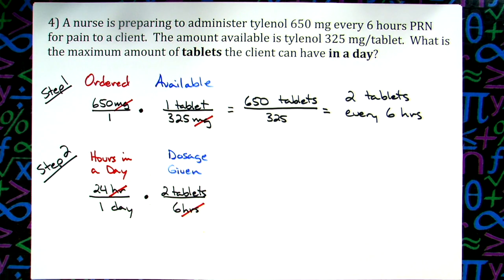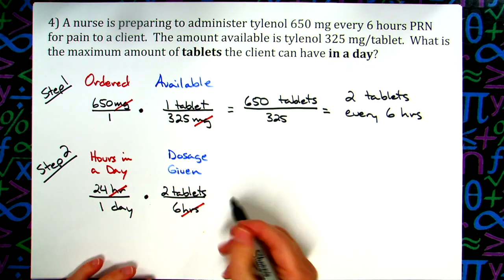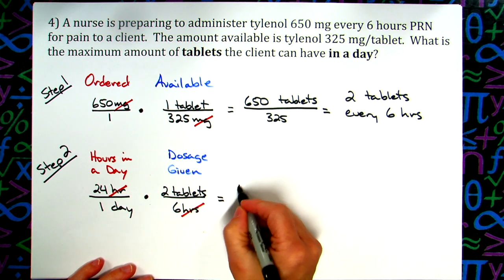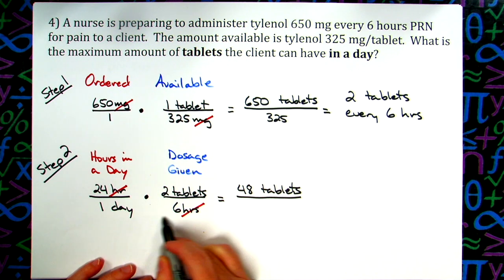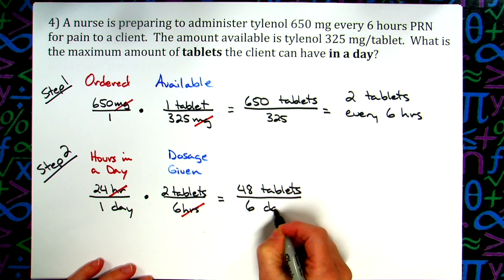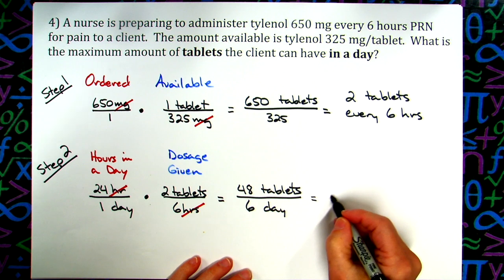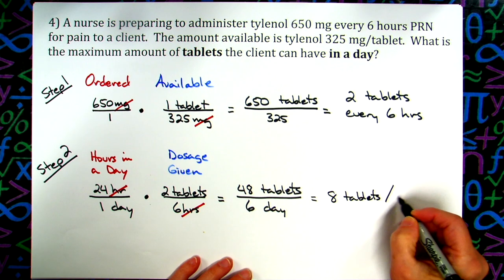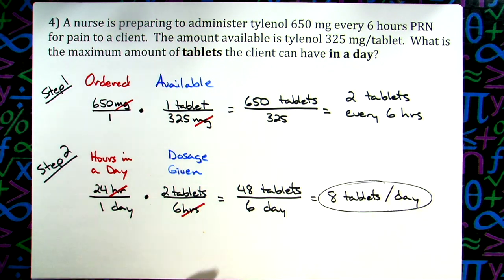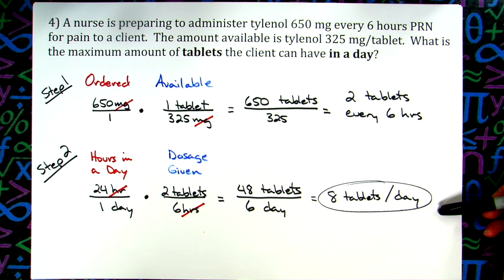Our label then is going to give us what we want. We want to know how many tablets in a day. I have tablets per day left over. So I'm going to multiply straight across the top. That's going to give me 48 tablets on the top. And then 6 times 1 there on the bottom is going to give me a 6. I'll have a label of day. Going ahead and dividing that out, 48 divided by 6 is going to give me 8. And then using that label, it's going to be tablets per day, which was the ultimate answer to the question. All right, so 8 tablets per day. So we definitely have a per dose calculation here, and then comparing that to the per day calculation.